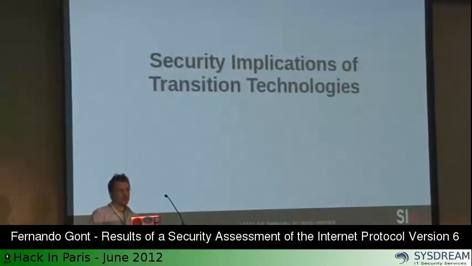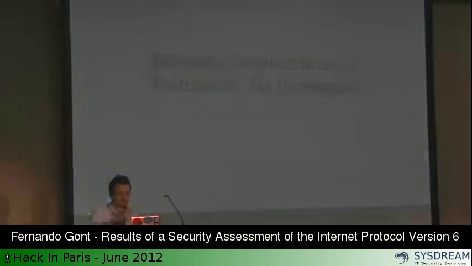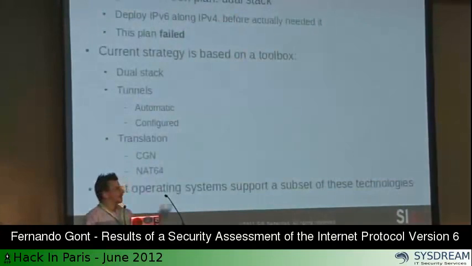A couple of words about security implications of transition and coexistence technologies. The original plan for V6 deployment was dual stack. So we would be deploying V6 in parallel with V4, way before we needed IPv6. That of course failed. So right now the current plan for V6 deployment is based on a toolbox. So you have many different transition and coexistence technologies: dual stack, tunnels, translation, and so on. And many operating systems implement many of these transition technologies.